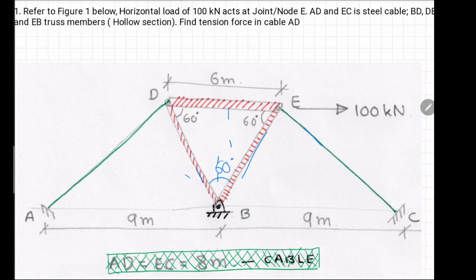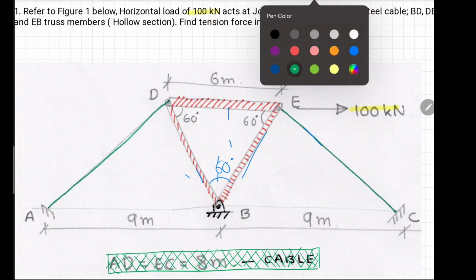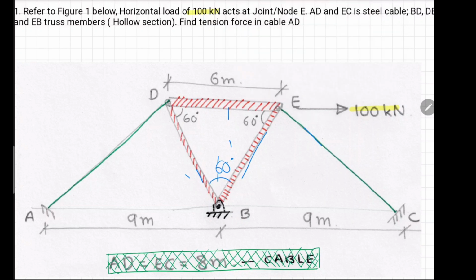Refer to the below figure. A horizontal force of 100 kN acts at joint E. AD and EC are steel cables. So these are two steel cable members. Let me color them using blue color. So this is a steel member. And the question asks, find the tension force in cable AD.